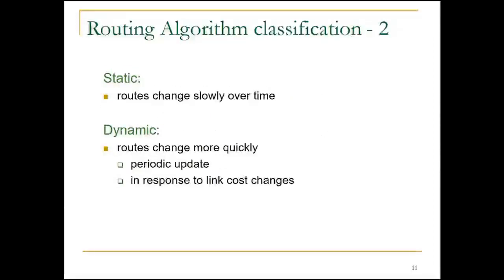So moving on, other classifications are static routes and dynamic routes. Static routes relate to routes changing slowly over time, whereas dynamic routes relate more to change of routes more quickly and very periodic updates to respond to link cost changes within a given network.